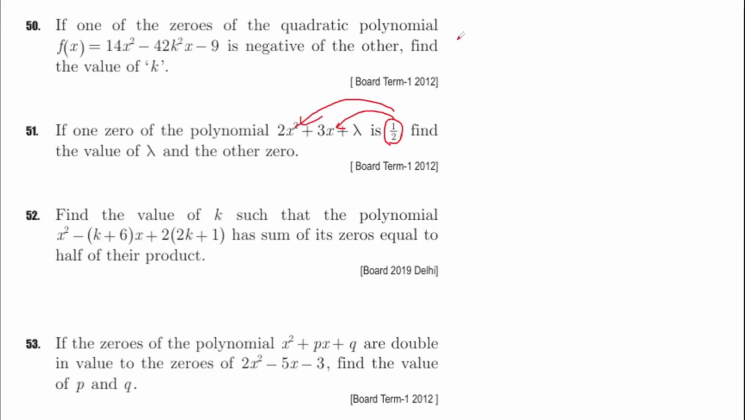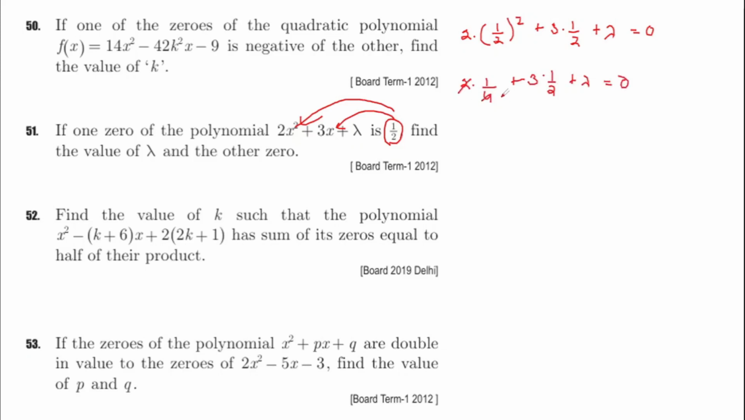So what will happen, sir? Now 2 into x square can be written as 2 into 1 by 2 whole square plus 3 into, in place of x, 1 by 2 plus lambda. Okay, and that should be equal to 0. Okay, now 2 into, this will be 1 by 4, plus 3 into 1 by 2 plus lambda is equal to 0.